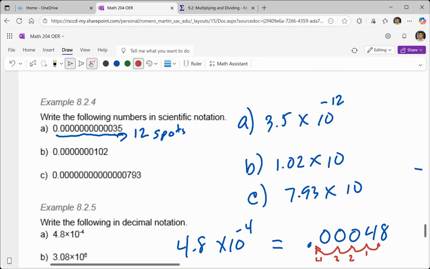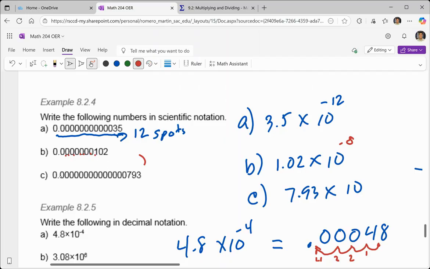So what about these numbers? This is 12 spots, 3.5 times 10 to the negative 12. 1.02 times 10 to the what? You got to count 1, 2, 3, 4, 5, 6, 7, 8. So this would be negative 8. That, again, lets you know we're going to have a very small number with the zeros and the 1.02.